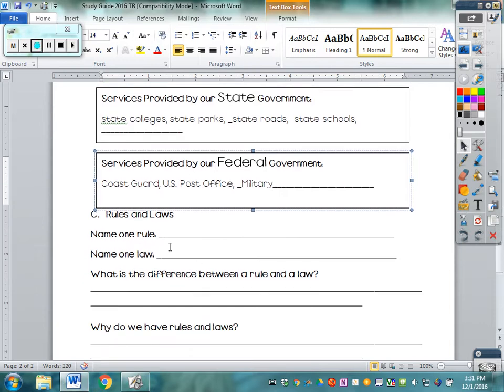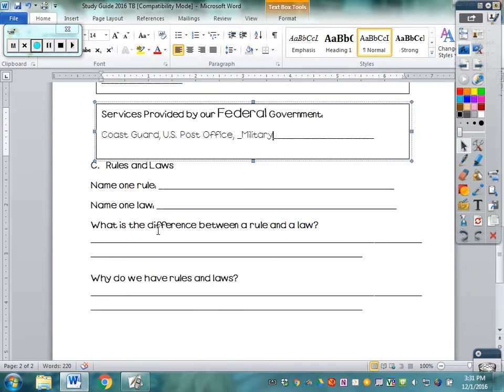All right, so our next and our last section that we have here is rules and laws. We spent a lot of time talking about rules and laws and what the difference was and that kind of thing, and we listed all kinds of rules and laws. You have those listed in your book or in your journal possibly, or on different sheets of paper.